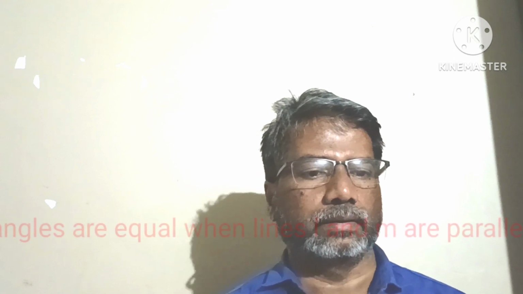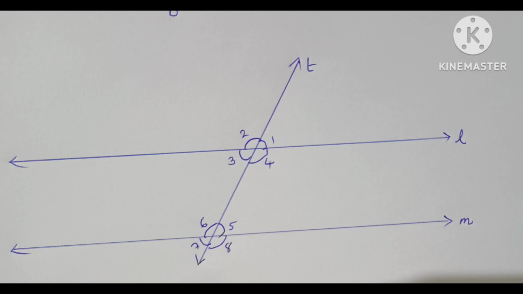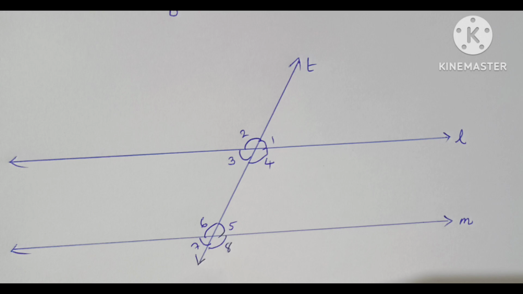Now the property of corresponding angles is that when the lines L and M are parallel, the pair of corresponding angles will be equal in measure. Angle 1 and angle 5 will always be equal in measure. To remember the pair of corresponding angles, we can use the letter F.